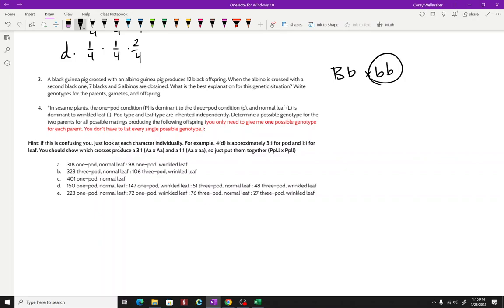Okay, so for number 4, capital P is a 1-pod dominant, lowercase p is a 3-pod recessive condition, capital L is normal leaf, and lowercase l is wrinkled.